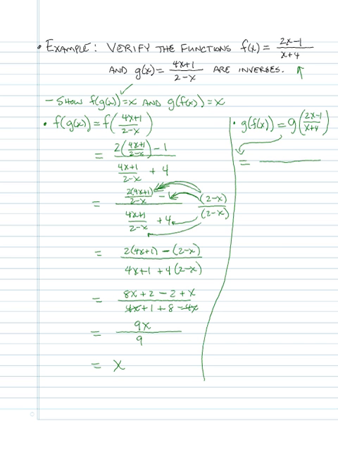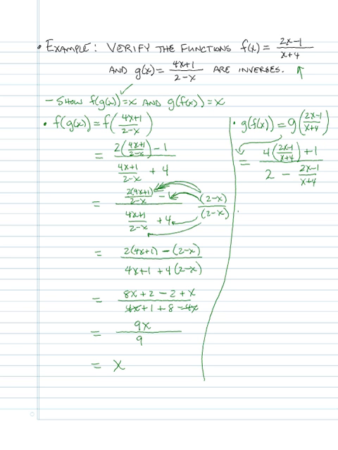Well, what does g do to inputs? Well, it puts that input in the place of the x's of g, so we'll have 4 times the fraction (2x minus 1) over (x plus 4), and then plus a 1 in the numerator. And in the denominator, we'll have 2 minus, instead of x, the input, which is the fraction (2x minus 1) over (x plus 4).